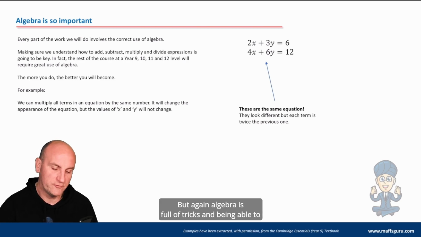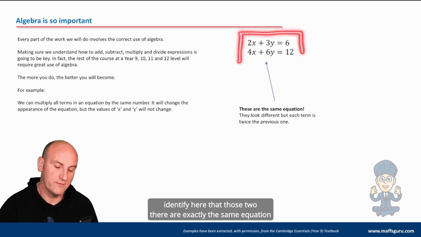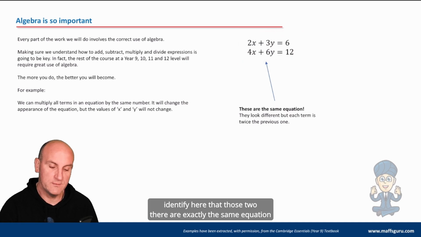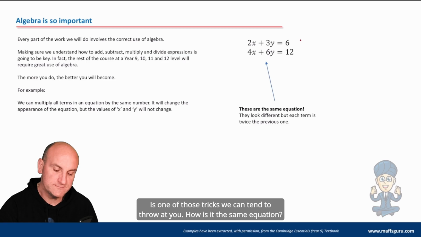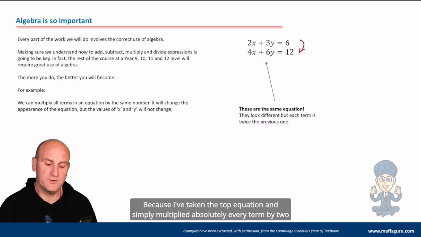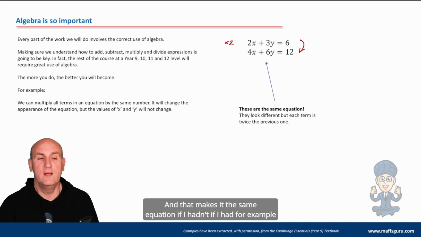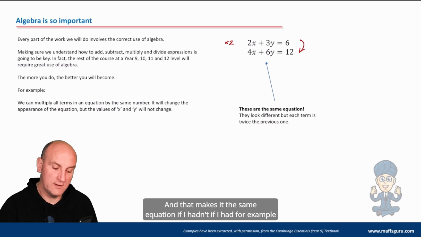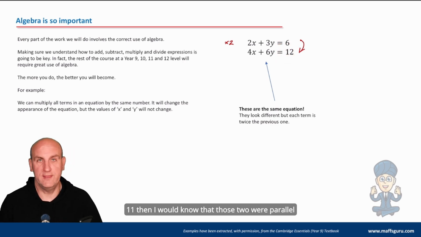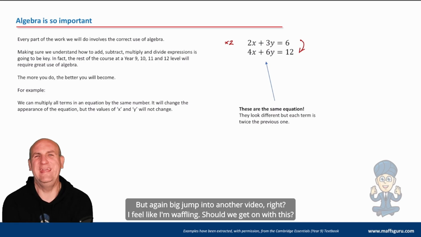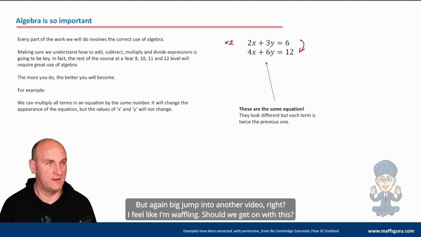But again, algebra is full of tricks, and being able to identify here that those 2 are exactly the same equation is one of those tricks we can throw at you. How is it the same equation? Because I've taken the top equation and simply multiplied absolutely every term by 2. And that makes it the same equation. If I had, for example, let this value be 11, then I would know that those 2 were parallel. But again, that's a big jump into another video.